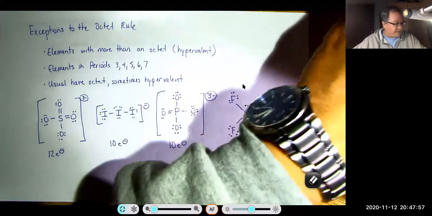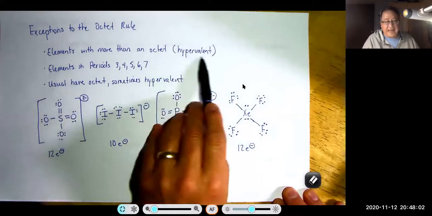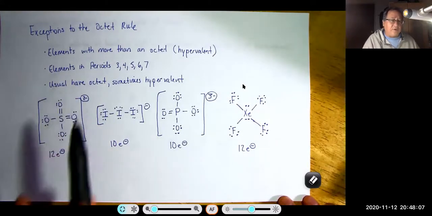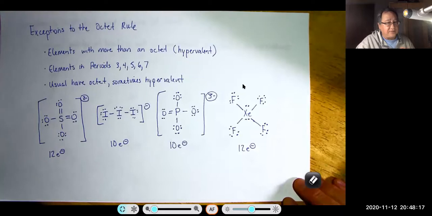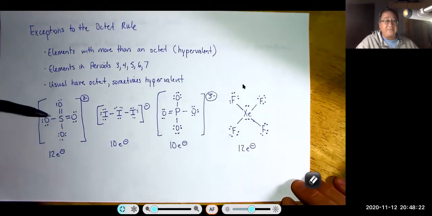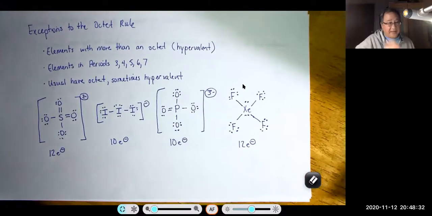Here's some more exceptions to the octet rule. These are elements that have more than an octet, so they're called hypervalent atoms. These elements all are in period 3, 4, 5, 6, or 7. So any of those non-metals in 3, 4, 5, 6, or 7 can be hypervalent. That doesn't mean they will be. They can be. Usually not, though. Okay, so let's take a look at some examples here. Here's a sulfur atom with 2, 4, 6, 8, 10, 12 electrons around it. And that's an expanded octet, a hypervalent atom.